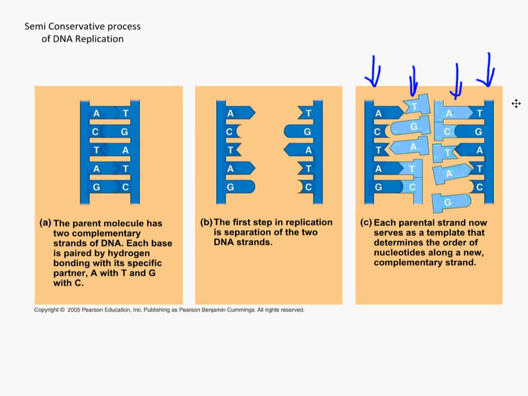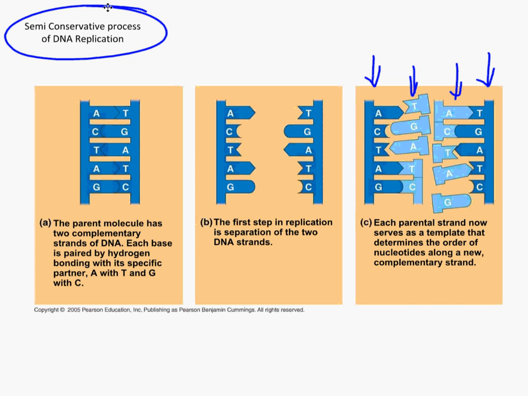This is called the semi-conservative process of DNA replication. Semi because it's half, conservative because something is being saved. It's literally saving half from the original strand and making half of a new strand. And so those two new strands are identical then to the original strand.